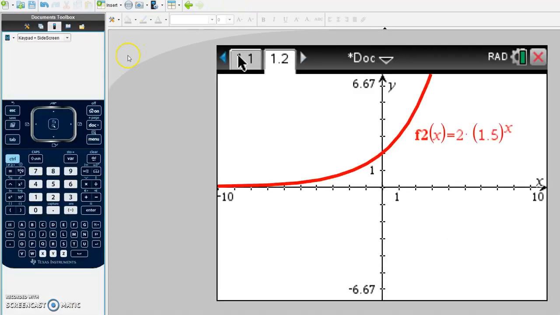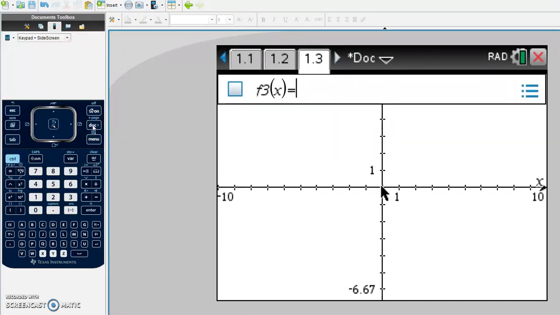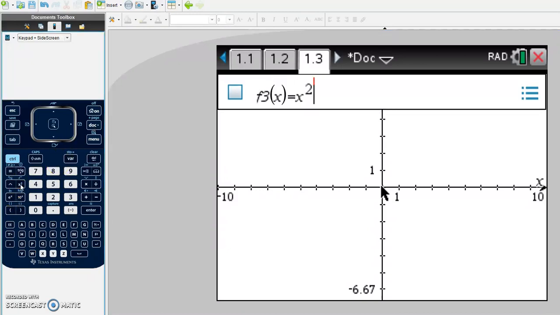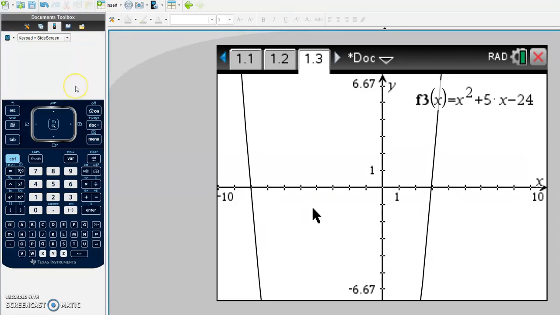Okay, again, I want a new page, so Control Doc to add a page, number 2 to add a graph. So my first equation was x squared plus 5x minus 24, and I graph. Okay, so first thing I want to do is get rid of this because I think it's going to be in my way. Okay, now that I've moved it, the first thing I want to do is find my x-intercepts.